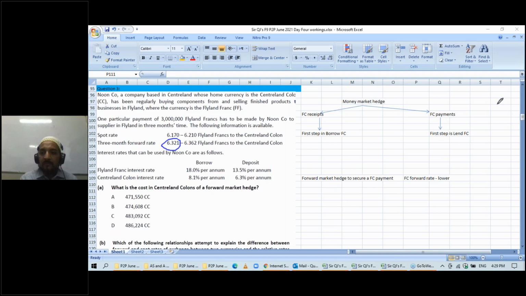So the amount will be calculated as follows. The foreign currency to be received is 3 million Flyland francs. They should be divided by 6.321. This gives you the Centerland colons, which is equal to 474,608. So the correct answer is option B.